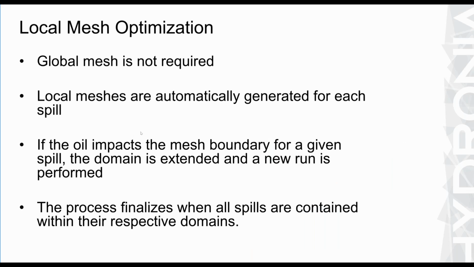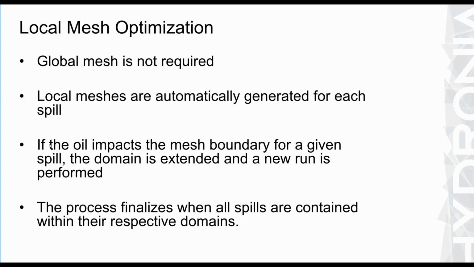Now the new development involves the process of what we call the local mesh optimization. In the local mesh optimization, we are no longer required to have a single global mesh for the whole set of spills as it was before. Before, we had to develop a single mesh covering everything that was usually very big. This is no longer required. So the model now will generate local meshes automatically for each spill.